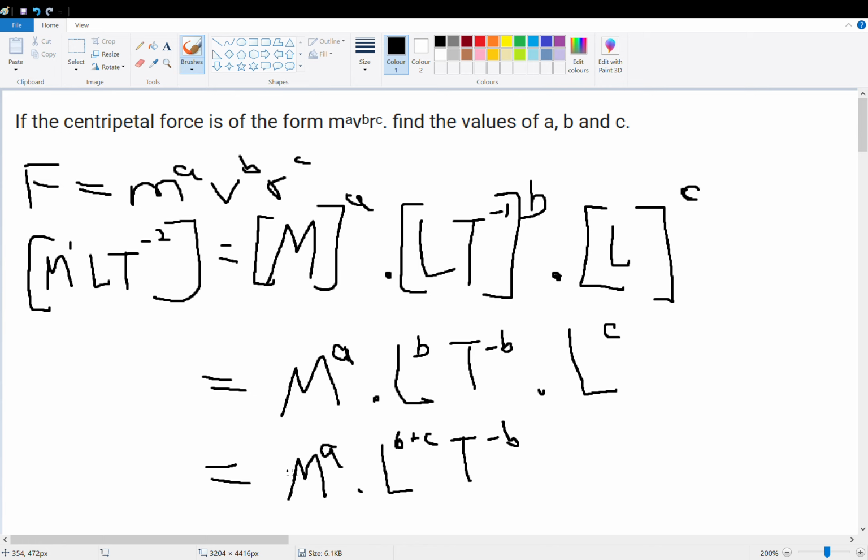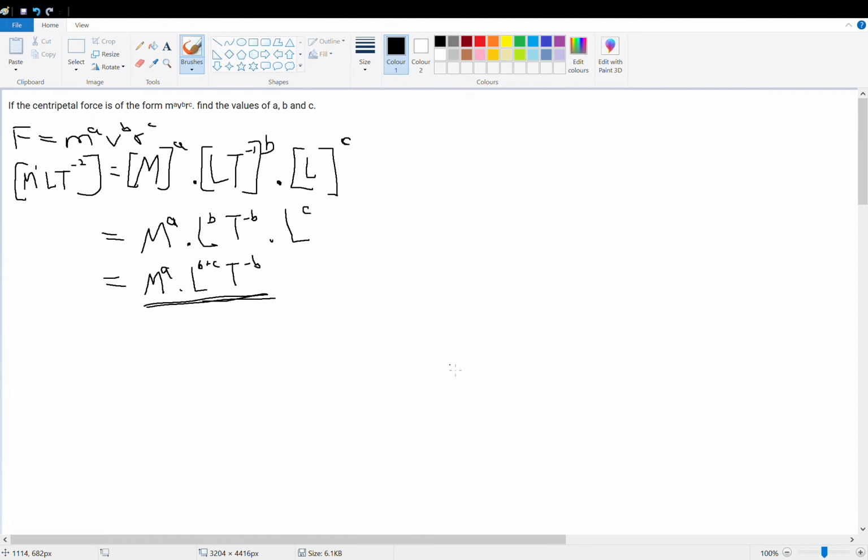Now this is the dimensional form we just made, so let's zoom out a bit and put a line here. This is the dimensional form of M L T^-2. Let's write 1 here as well, so that it is easier for us to understand. Okay, now we have to compare both and substitute the values.